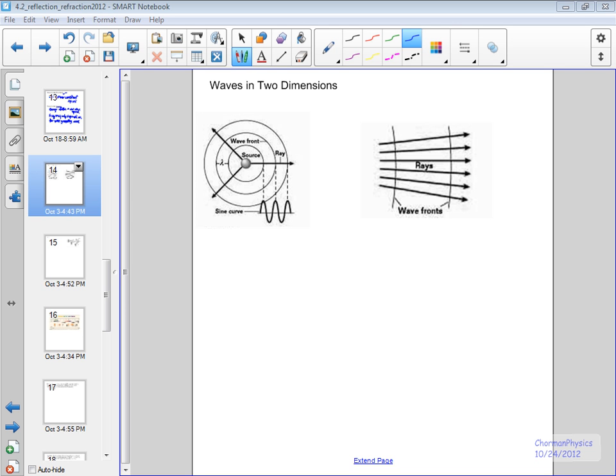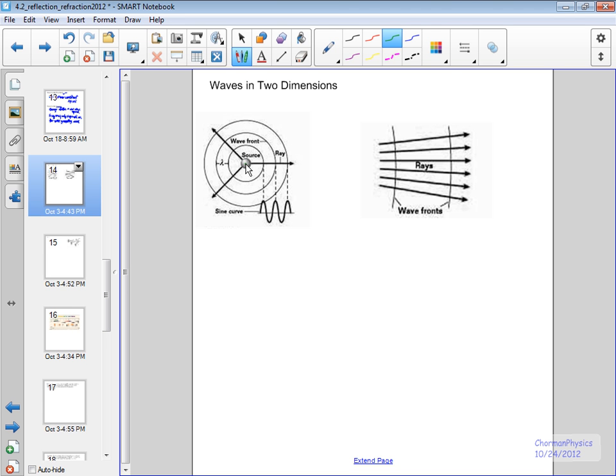Alright, I'm going to talk about waves in two dimensions now. The main thing that you guys need to know about this is that we're going to be dealing with point sources, okay? And for a point source, we're going to assume that that wave spreads out equally in all directions, alright? We have a few things to define here.